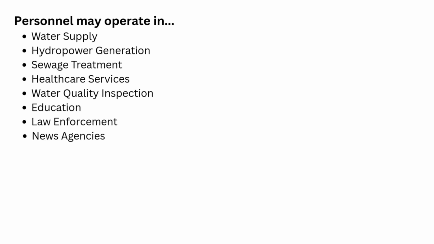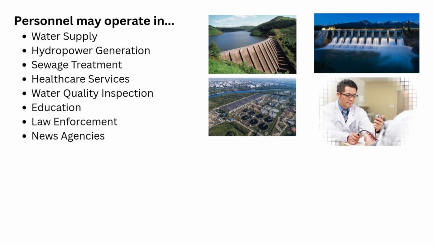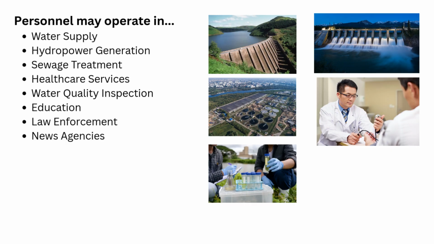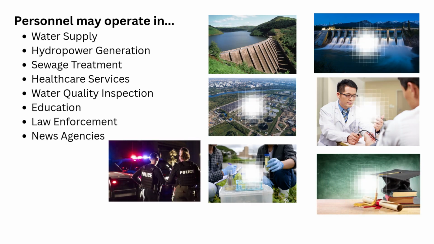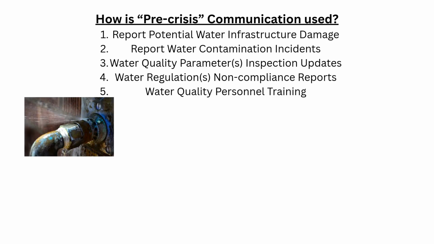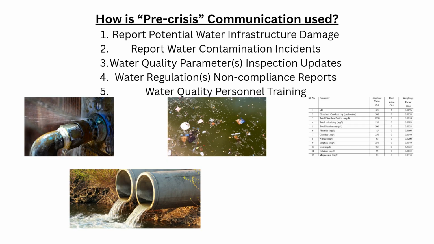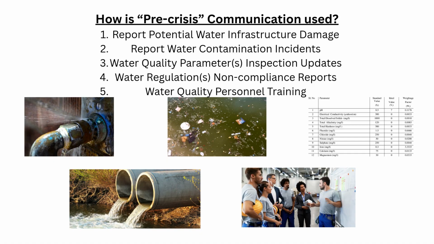To put this in the context of unsafe drinking water, workers are employed in fields relevant to the prevention and mitigation of unsafe drinking water cases such as water supply facilities, hydropower dams, sewage treatment plants, hospital care, water quality inspectors, water quality education, law enforcement, news agencies, etc. During this phase, communication is made on reports of potential damage to water infrastructure, contamination of water supplies, inspection of water quality based on various parameters, possible cases of non-compliance to water quality regulations, and training of water quality personnel.